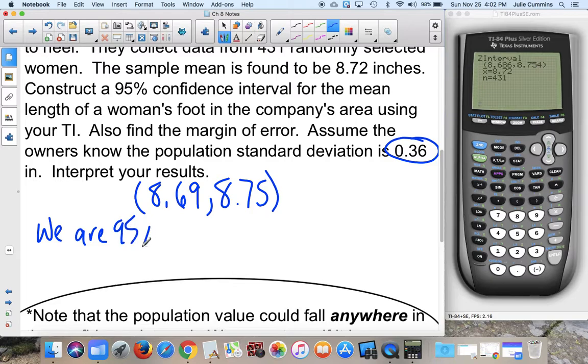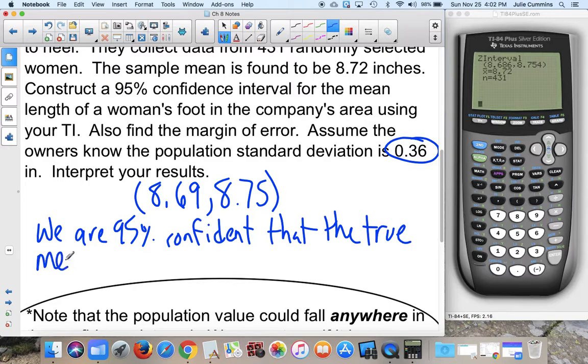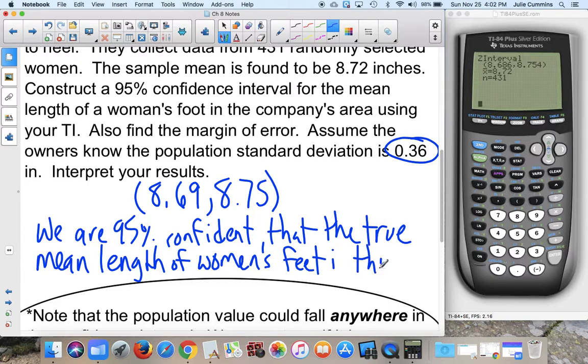We are 95% confident that the true mean length of women's feet in this area is between 8.69 and 8.75 inches.